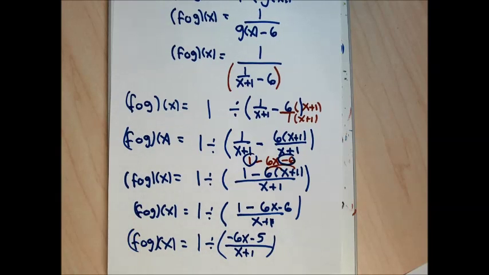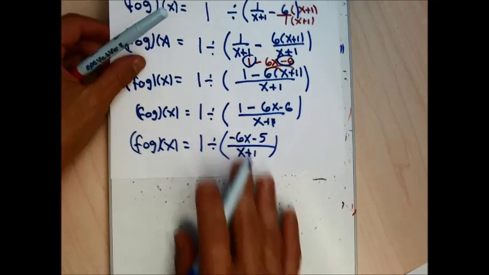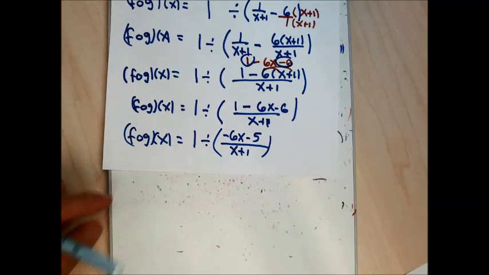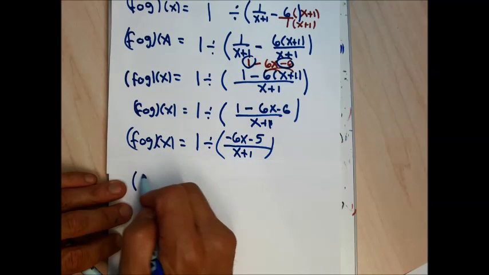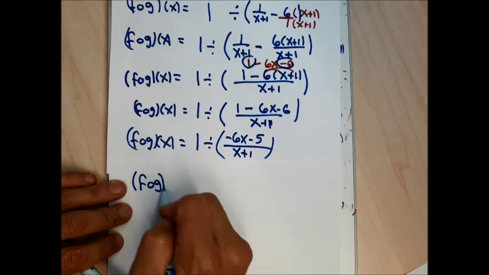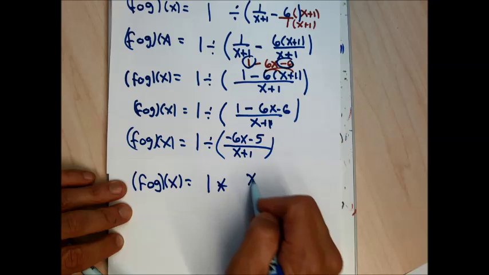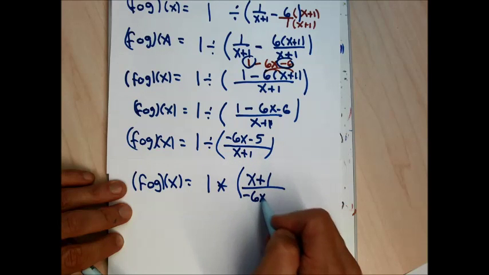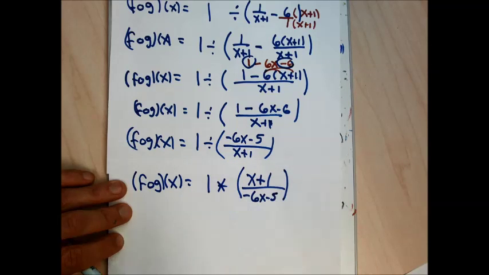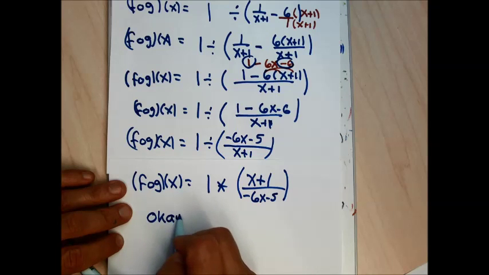This is a lovely, lovely place to be because now I have a division. And when you're dividing by fractions, you can make that division into a multiplication. So I can rewrite this as f composed with g of x equals 1 times, and when you're dividing by a fraction, you can flip it and make it a multiplication times the reciprocal. Now 1 times anything is itself. This could be an okay answer right here.